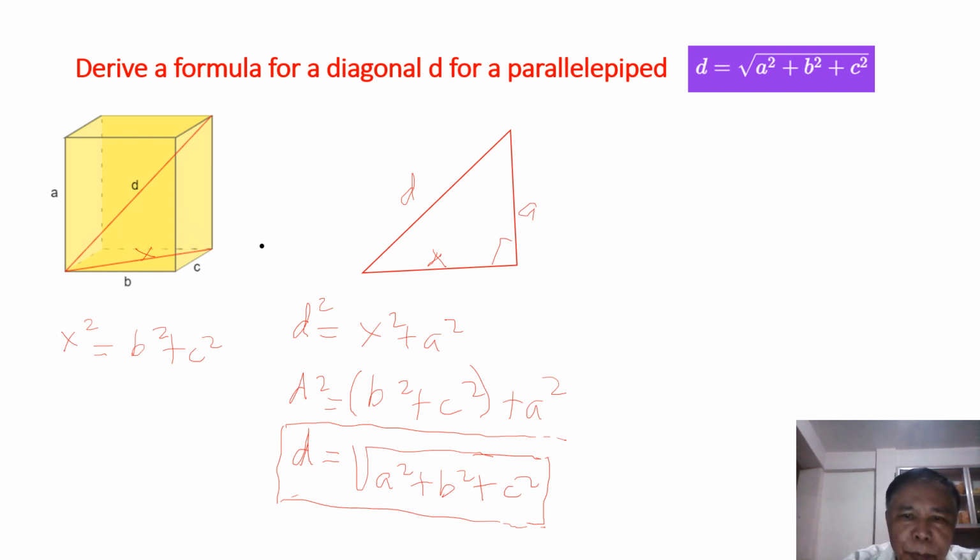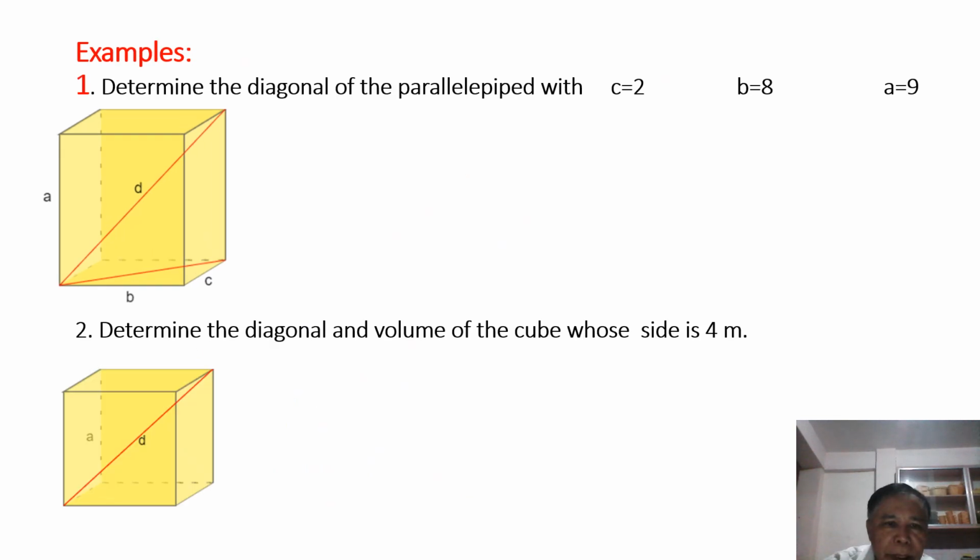So you have two formulas there in finding diagonals. For the cube, you have the first one. This one is for the parallelepiped. So we'll take up an example. Determine the diagonal of the parallelepiped with c equal to 2, b equals 8, and a equals 9.